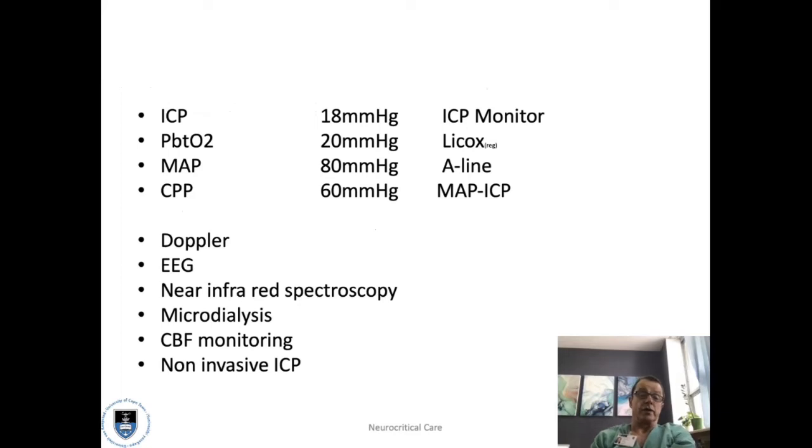So what is the normal intracranial pressure? Intracranial pressure is normally 18, okay? And that's 18 millimeters of mercury, measured by the intracranial pressure monitor, which is normally inserted into the substance of the brain.